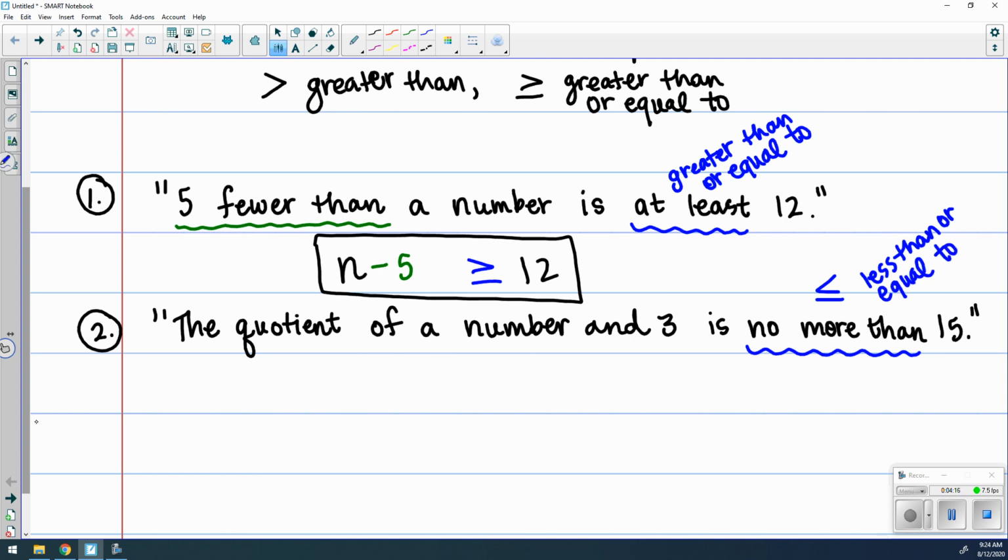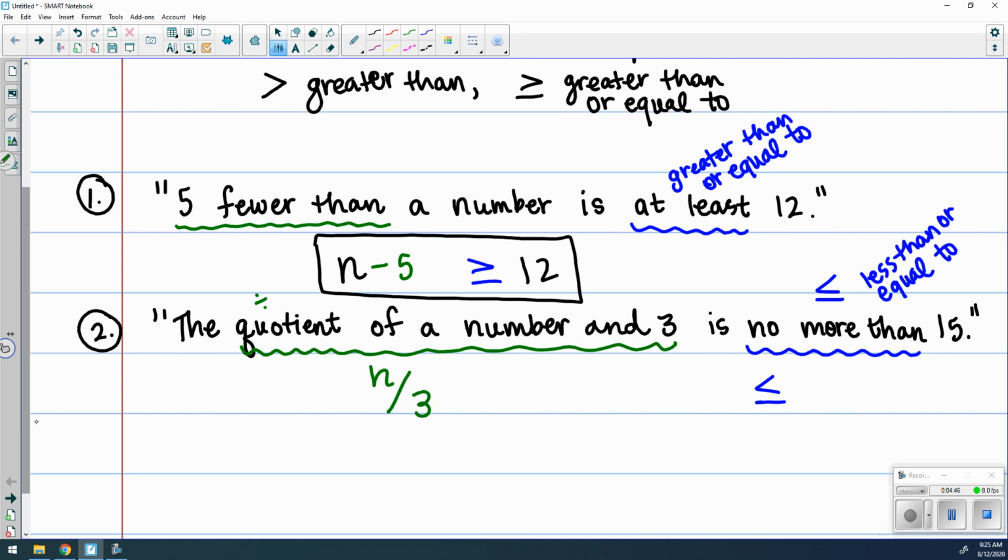Okay, so sometimes these get a little confusing, so just stop and ignore the rest of the context of the problem and ask yourself something you can relate to. I have no more than $10 in my checking account, which means I have less than or equal to $10 in my checking account. Something else that I need to review personally is quotient. What does it mean, the quotient of a number and 3? Quotient means division. So the quotient of a number and 3 will look something like that.